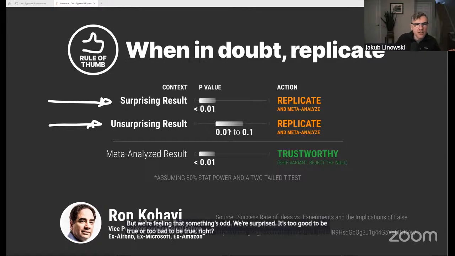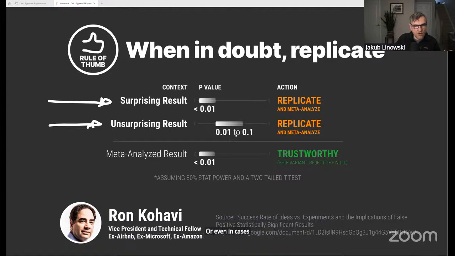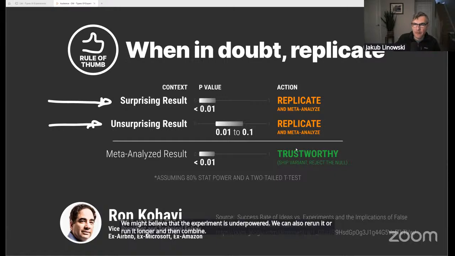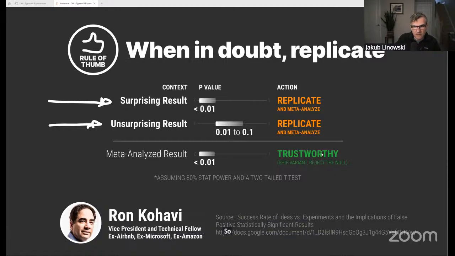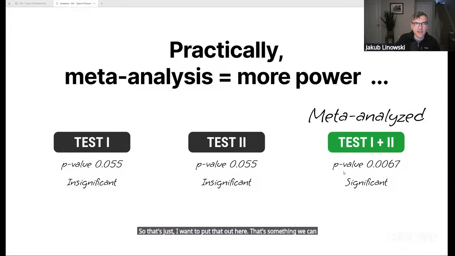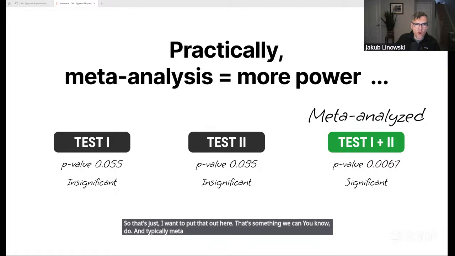Or even in cases where something's almost significant, we might believe that the experiment is underpowered. We can also rerun it or run it longer and then combine. So I just wanted to put that out here. That's something we can do. And typically meta-analysis just adds more power, right?